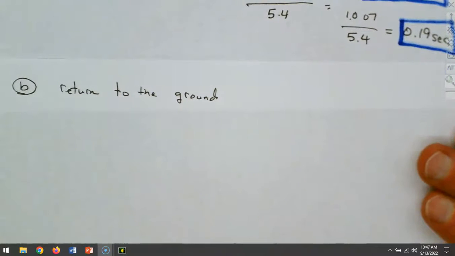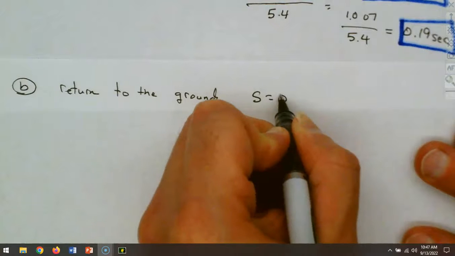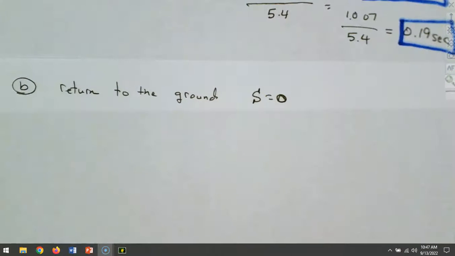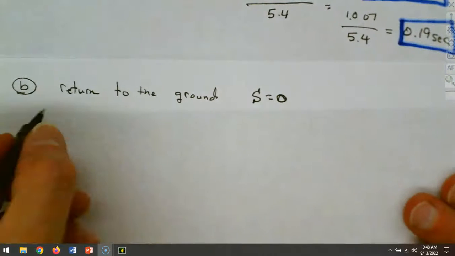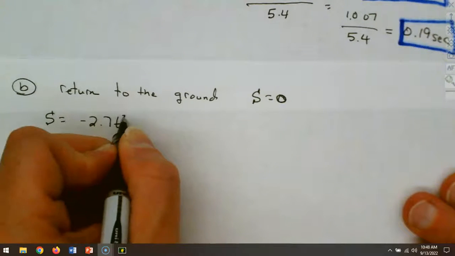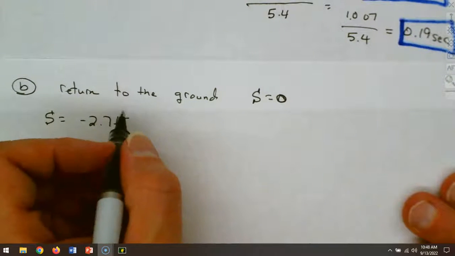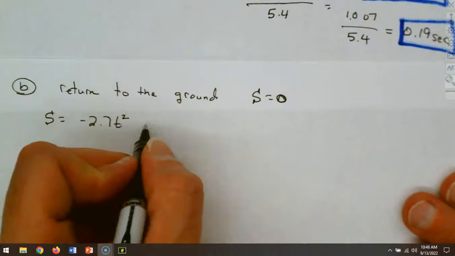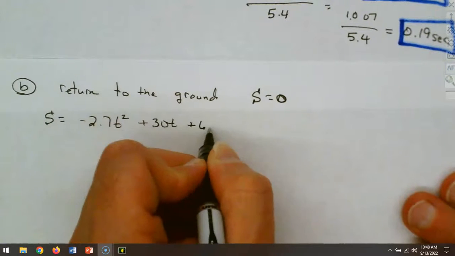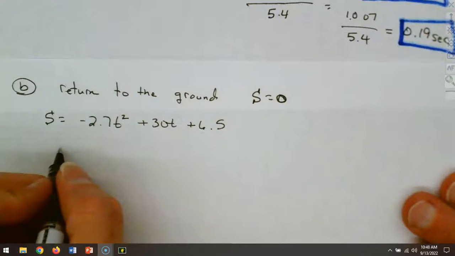So we're going to go ahead and return to the ground here. Now, when we return to the ground, that means S is going to be 0, right? Because we want to return to the ground here. So S is going to be 0. So that's a minus 2.7 t squared. And then again, same question again. We're just going to plug in our values. Plus 30t plus 6.5. And that's going to equal 0.